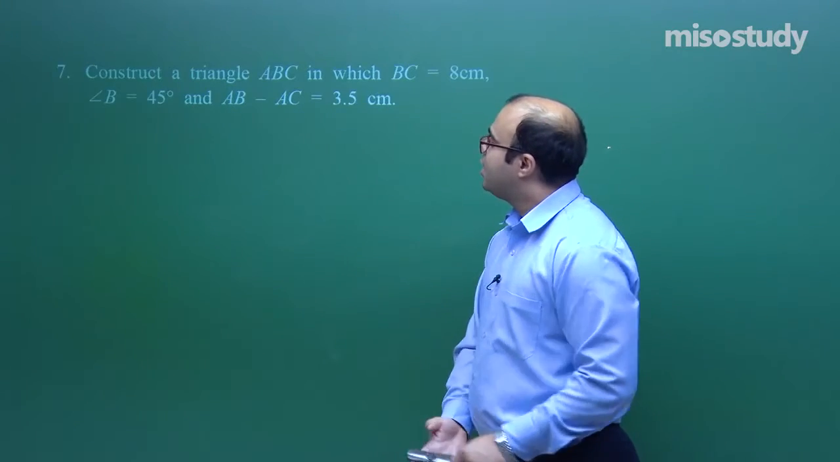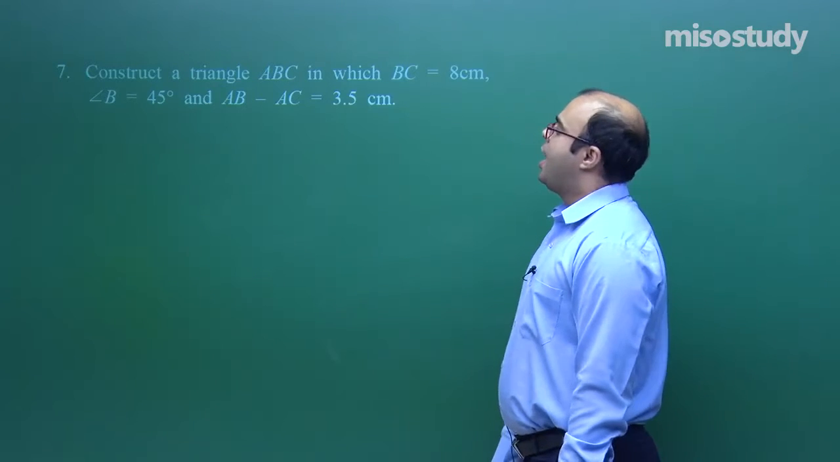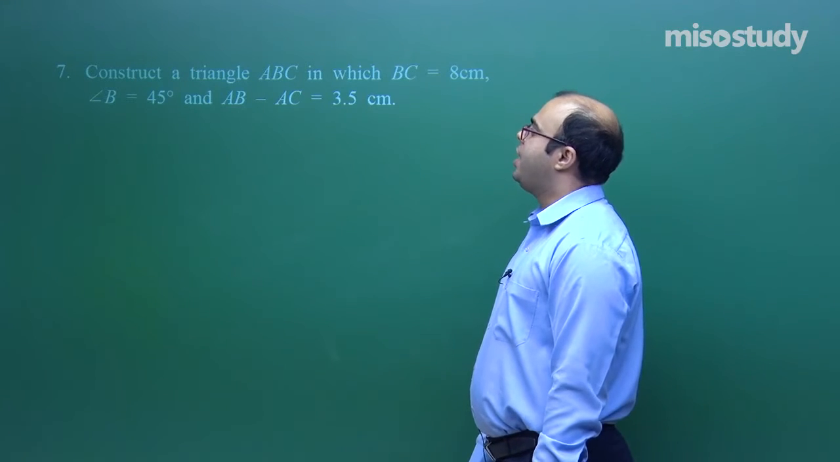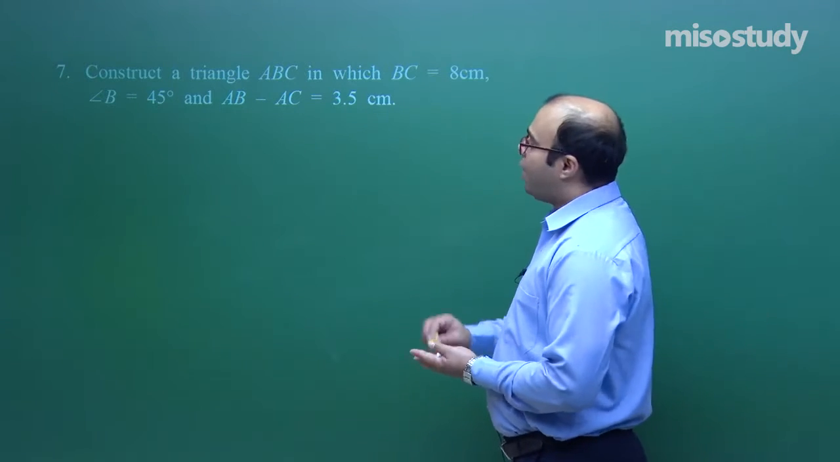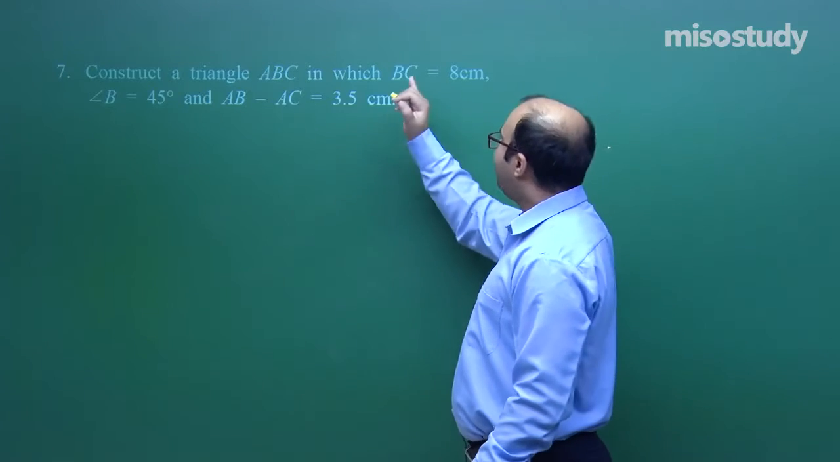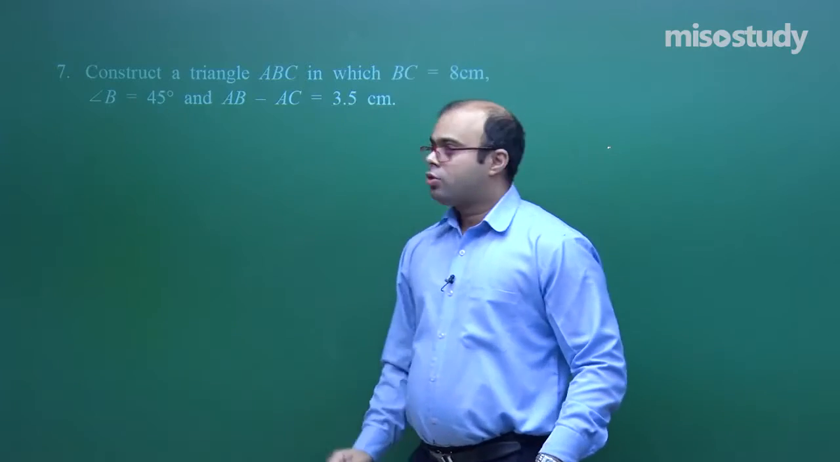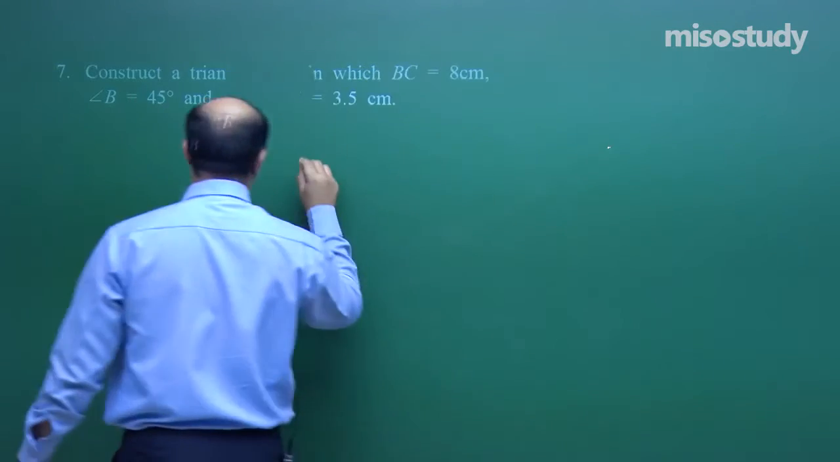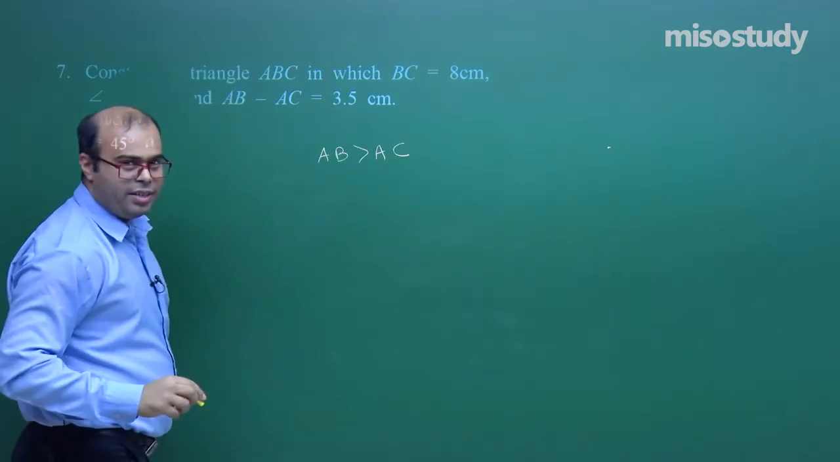Next question says, construct a triangle ABC in which BC is equal to 8 centimeter, angle B is equal to 45 degree and AB minus AC is equal to 3.5 centimeter. So, here we have to understand which is the greater side. AB is the greater side, and AB is the line adjoining angle B. So, here AB is greater than AC. We have studied two cases. Here there is the first case, AB is greater than AC.